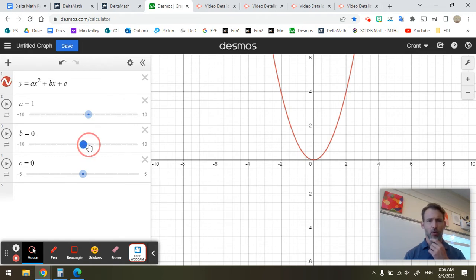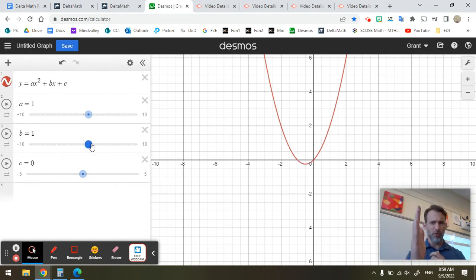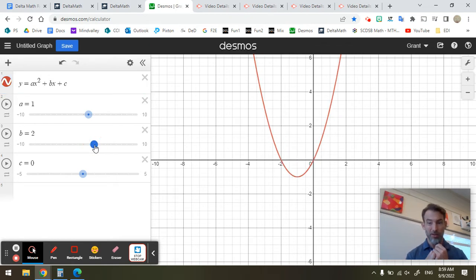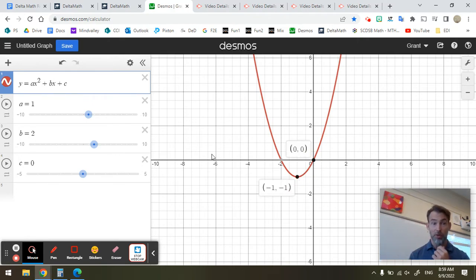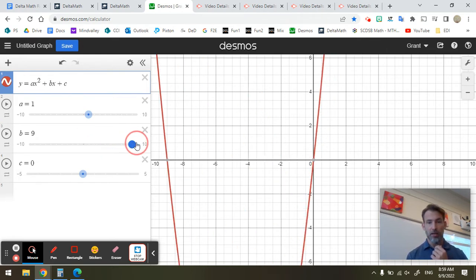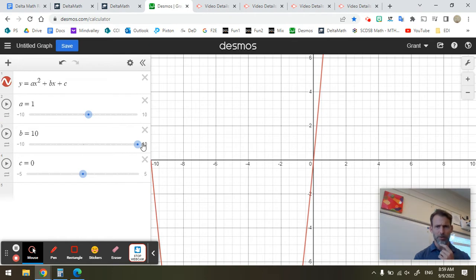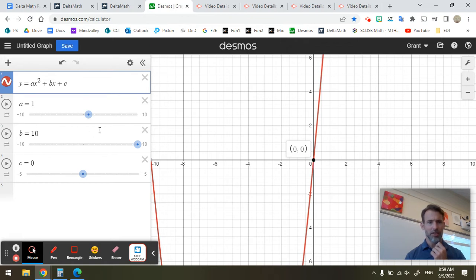Let's take b and make it 1. It moved over and down. That's interesting. The y-intercept stayed the same, but it's now no longer the vertex. Okay, let's see what happens if b is 2. We move down and over again. The y-intercept is still the same, the stretch factor is still the same, but the vertex now came down here to -1, -1 when b became 2. What if we make b 10? Oh, the vertex keeps on going over and down. It's really hard to see what b is influencing. c, of course, the y-intercept, has stayed the same.